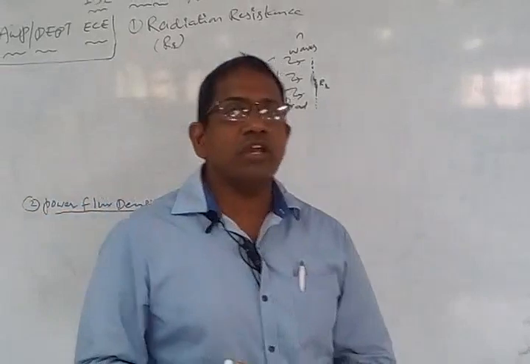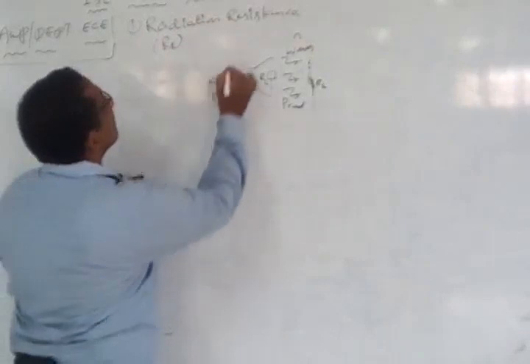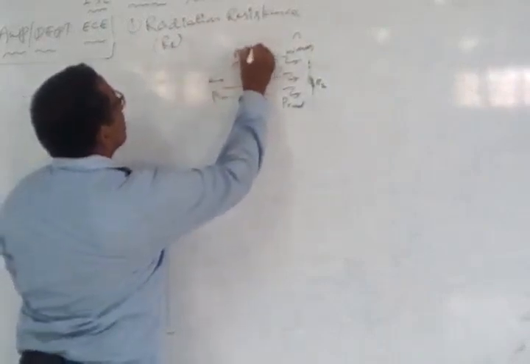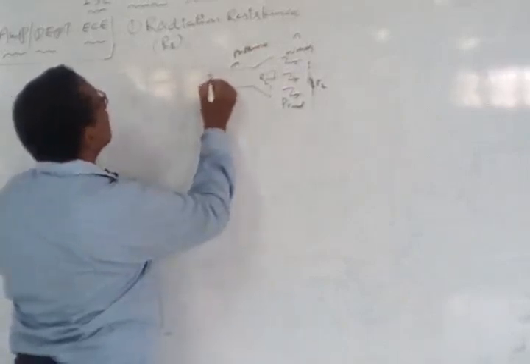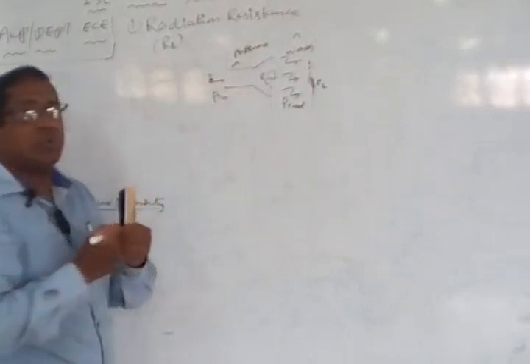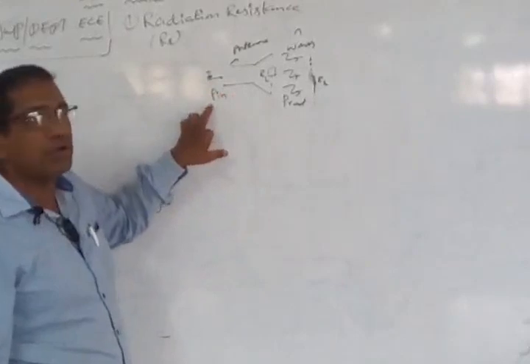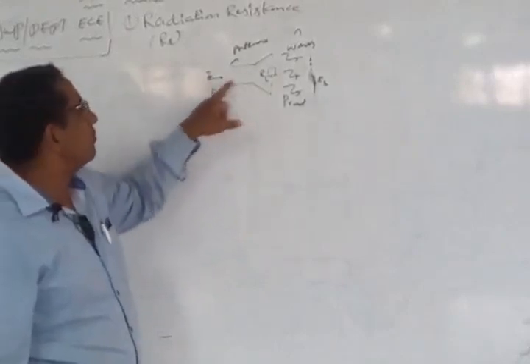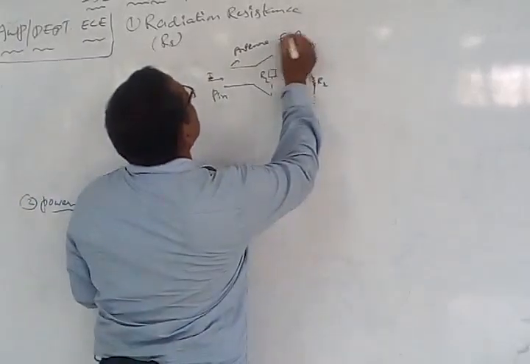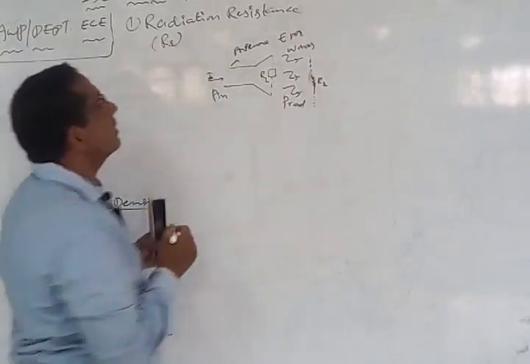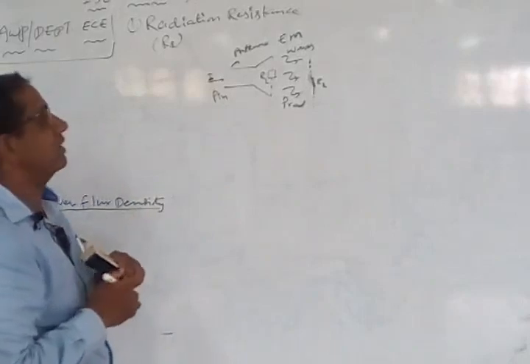What is the importance of radiation resistance of an antenna? Imagine that this is an antenna. An antenna is going to have some input power. That means we supply some input current with some power, which is the input power, and because of the input power, the antenna is going to radiate EM waves with some radiated power. So it is known as power radiated.